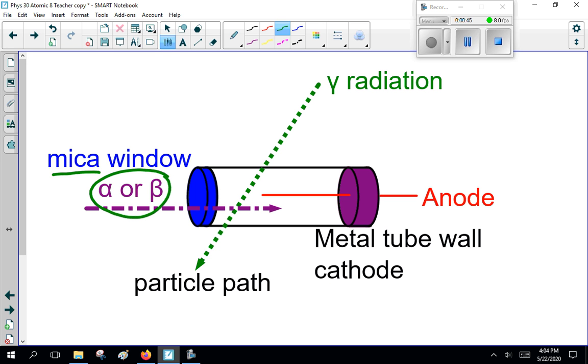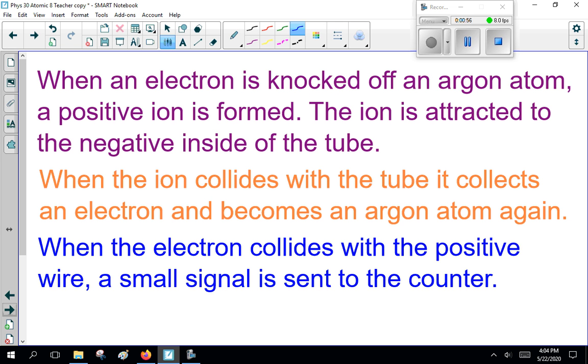So the radiation goes in, it hits an argon atom, and, well, actually, let me explain. When an electron is knocked off an argon atom, a positive ion is formed. The ion is attracted to the negative inside of the tube. When the ion collides with the tube, it collects an electron and becomes an argon atom again. When the electron collides with the positive wire, a small signal is sent to the counter.